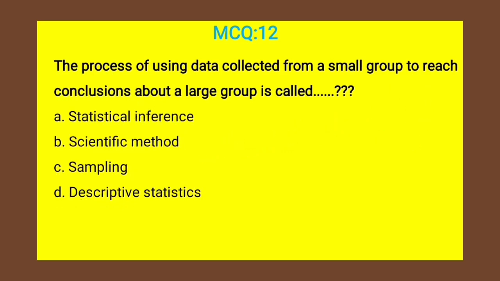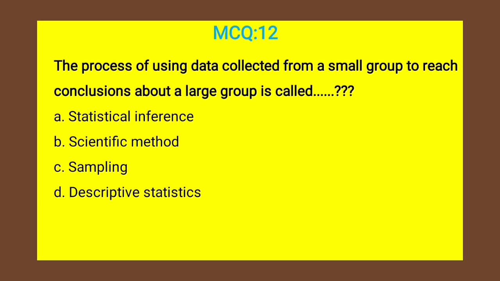Question 12. The process of using data collected from a small group to reach a conclusion about a large group is called A, statistical inference, B, scientific method, C, sampling, D, descriptive statistics. So which of them is going to be? We said that for us to actually know the research or the study that we are undertaking, here it is called statistical inference. So statistical inference is basically using small parts of what?